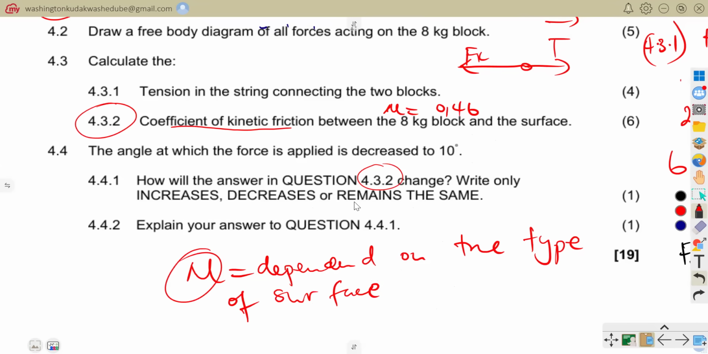It does not change because the surface is not changed. Hence, the coefficient of kinetic friction will remain the same. Whatsoever calculation we do, it will give us the same value because the surface does not change. So you would say that it remains the same. Why? Coefficient of kinetic friction depends on the type of surface. You are done. Now let's go to question number 5.